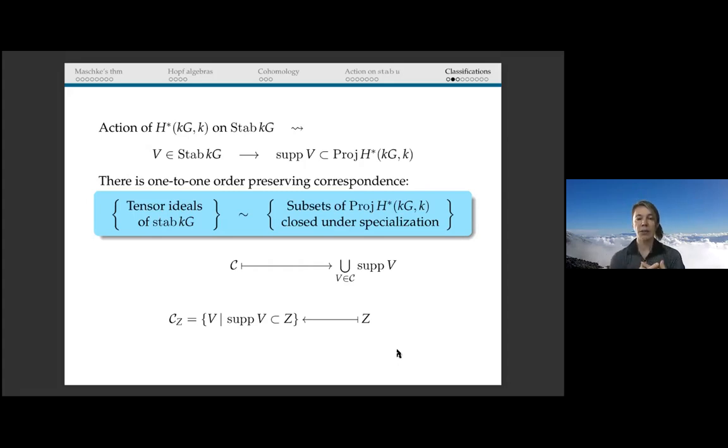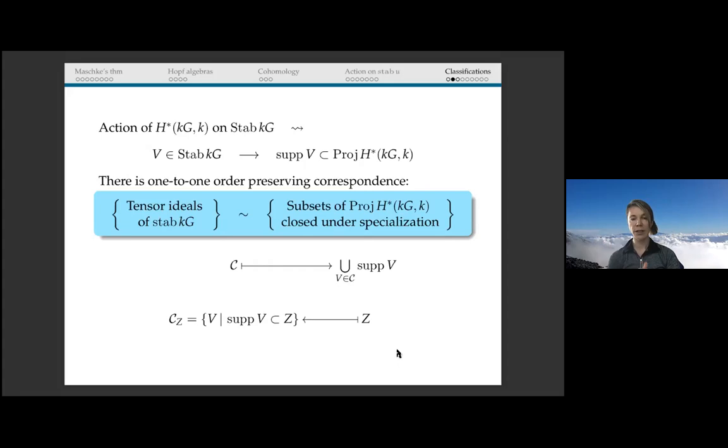But it turns out that it remembers quite a bit about the original category. Specifically, it establishes a one-to-one correspondence between tensor ideals in the stable category, where a tensor ideal is a subcategory closed under all the operations we can do there: extensions, syzygies, direct summands, and tensor. And on the right, you get subsets in this projectivized scheme, the projective cohomology, closed under specialization. Closed under specialization means that if you have any point, you have the closure of that point. Or these are all the sets which are unions of closed sets. And the correspondence is just given by support.